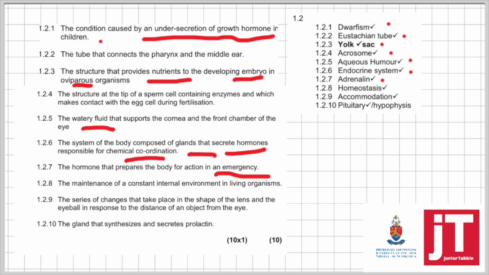1.8. The maintenance of a constant internal environment in living organisms. That we know is homeostasis. 1.9. A series of changes that take place in the shape of the lens and the eyeball in response to distance of an object. When distance is measured, we know that is always accommodation.